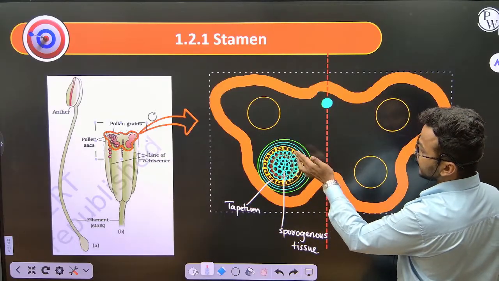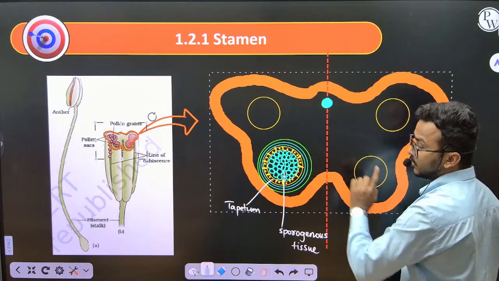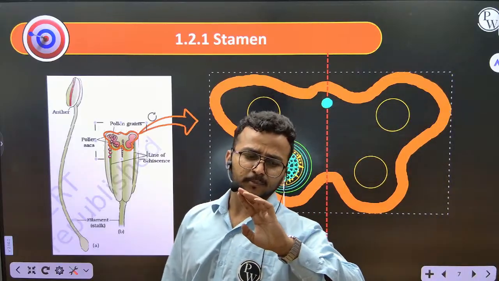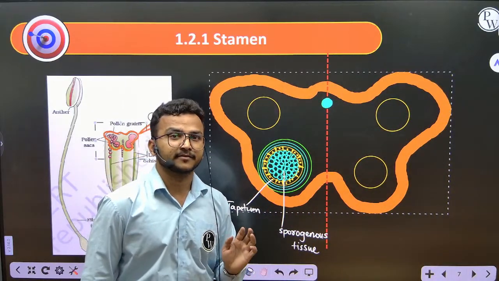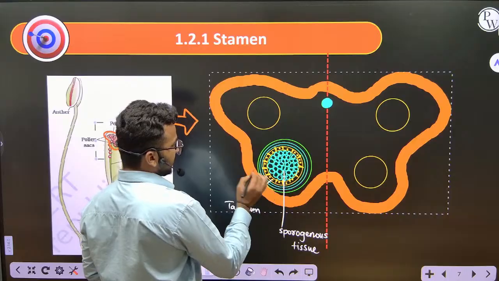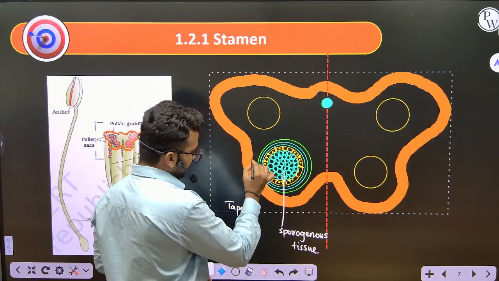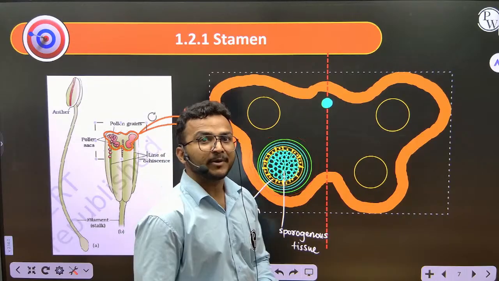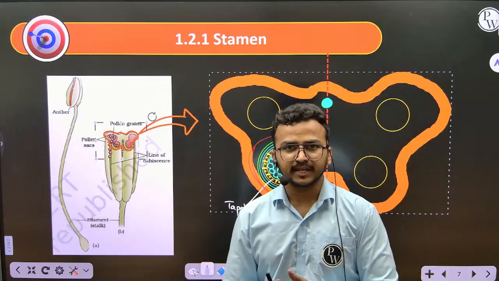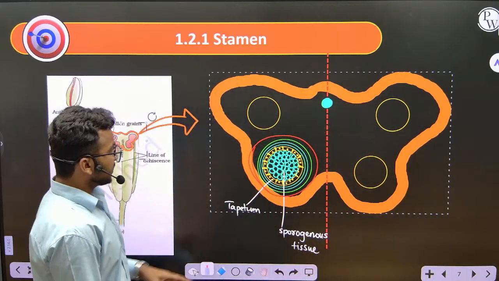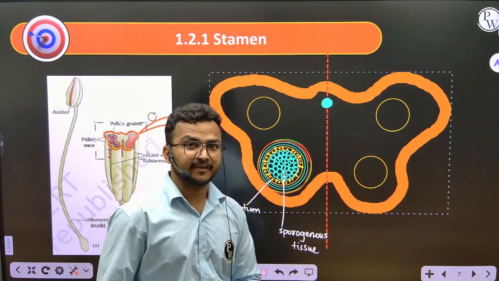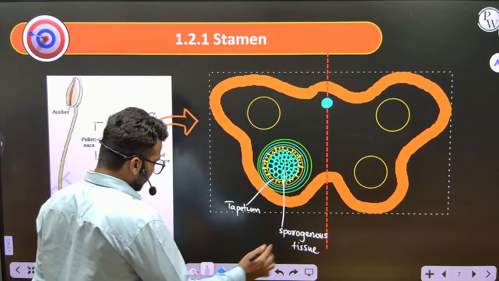Next to the tapetum cells, what you are seeing, the two blue color lines, not only two, it will be two to several layers, we call them the middle layers. And the outermost layer, the green color one, is next to that. This layer we call epidermis. In plant anatomy you have come across that epidermis means the outermost layer. And next to that, the green color layer which you are seeing here is endothecium. Related to the functions, we will discuss that later.